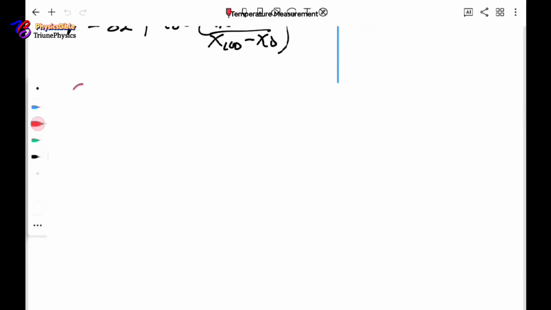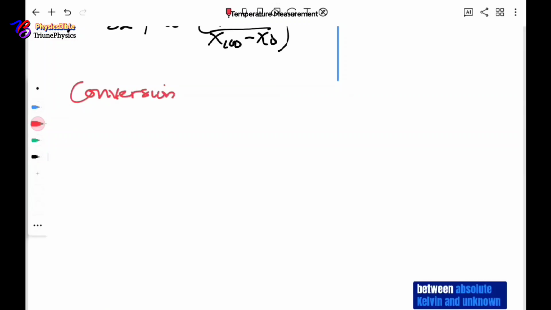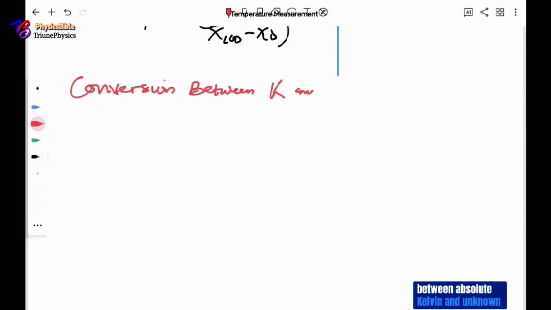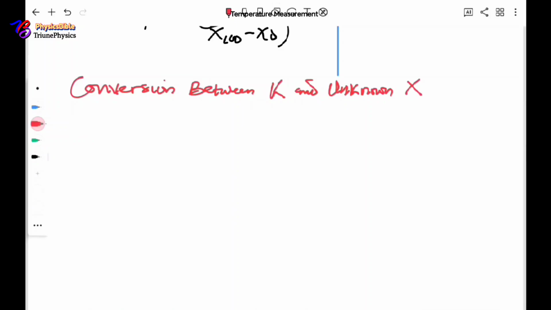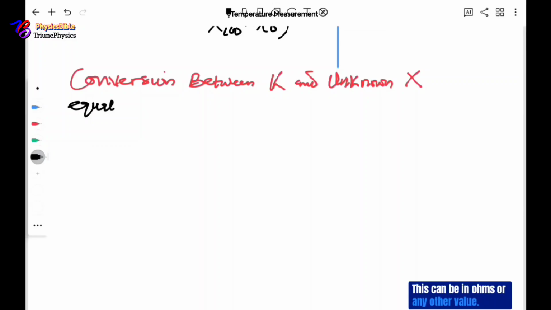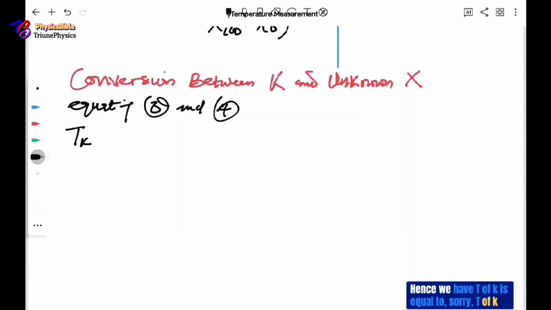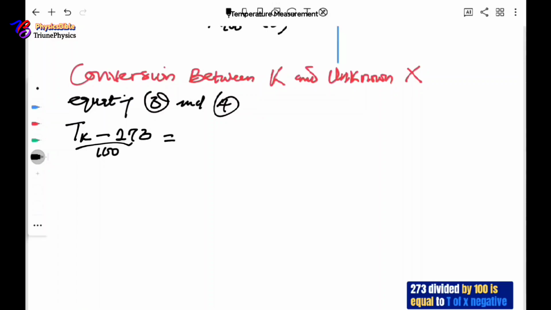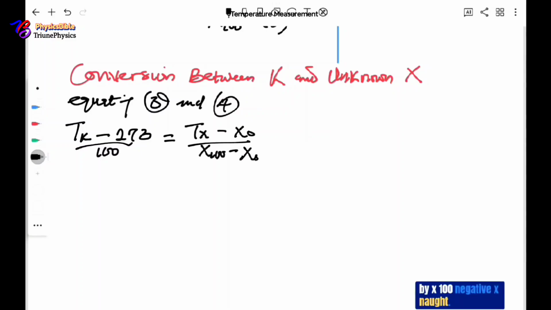Next, conversion between absolute Kelvin and unknown temperature or thermometer. Is that clear? This can be in ohms or any other value. So we equate equation 3 and 4 together. Hence, we have T of K minus 273 divided by 100 is equal to T of X minus X naught divided by X 100 minus X naught.